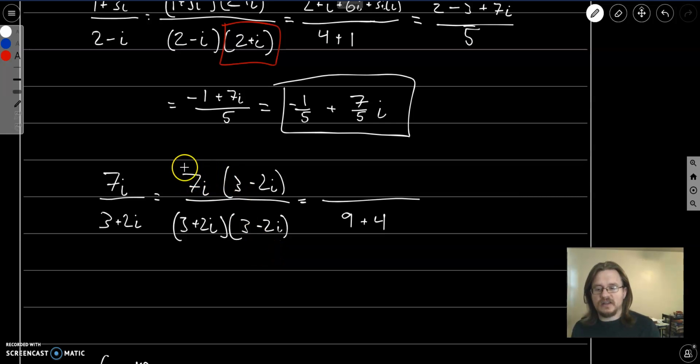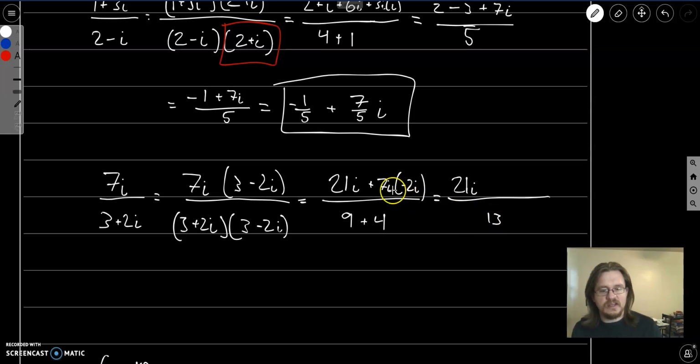On the top, I'll take 7i times 3, which is 21 times i. And then I'll have 7i times negative 2i. And again, we can simplify this down. So we've still got the 21i there. On the bottom, it'll be 13. And then I'll take 7 times negative 2 is negative 14, times i times i, which is negative 1.